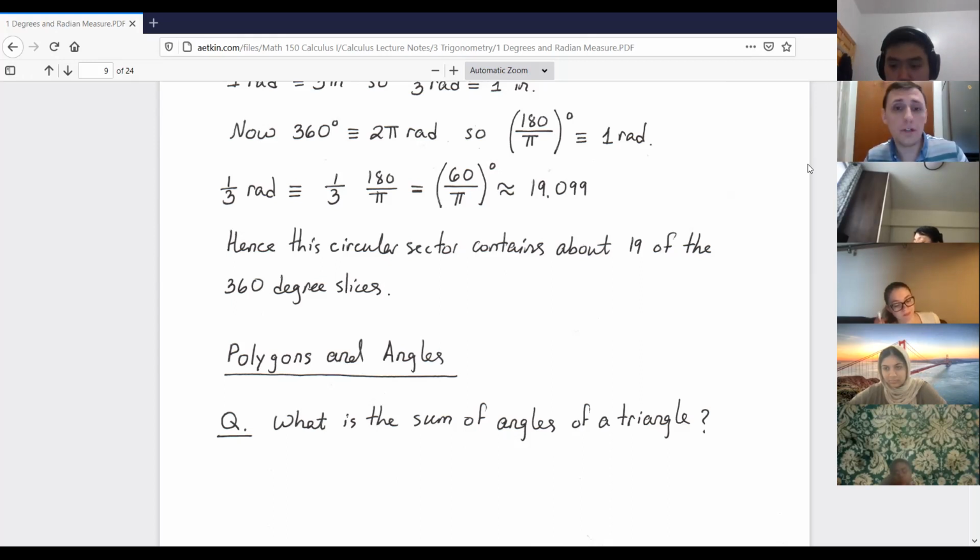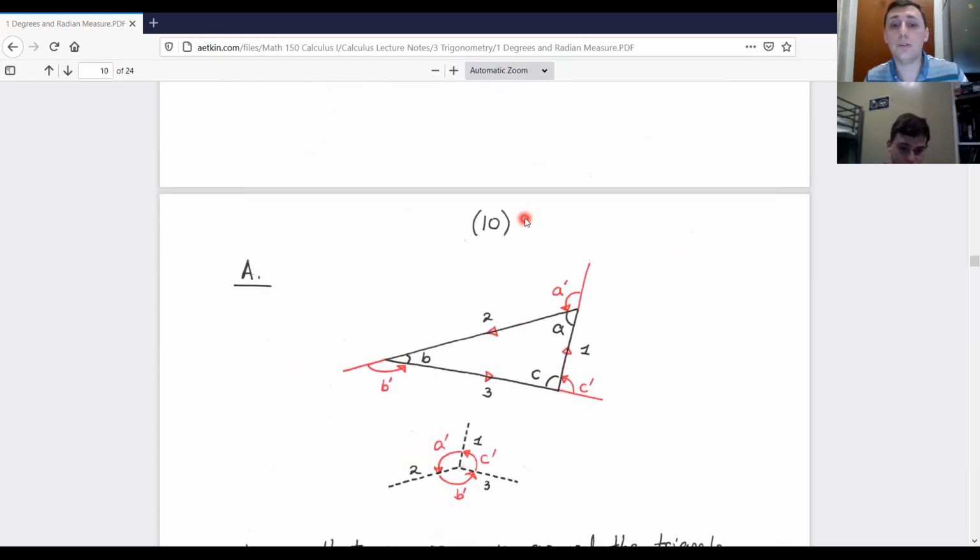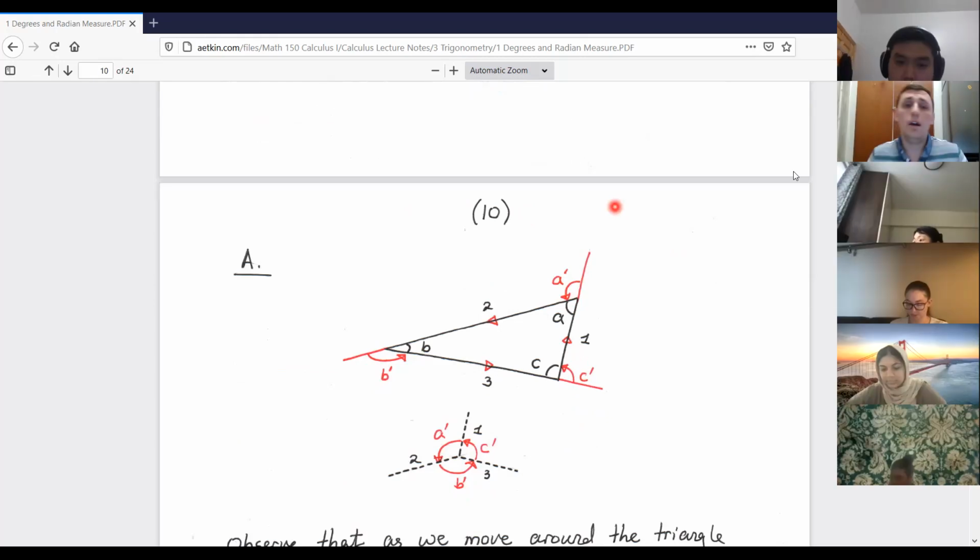So I'll show you a very simple way, guys, to understand. I hope it's a simple way to understand why the sum of the angles of a triangle is equal to pi, or to 180 degrees. Are you ready?